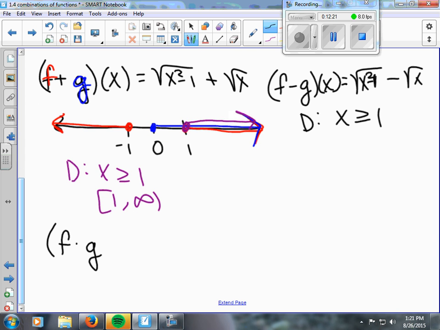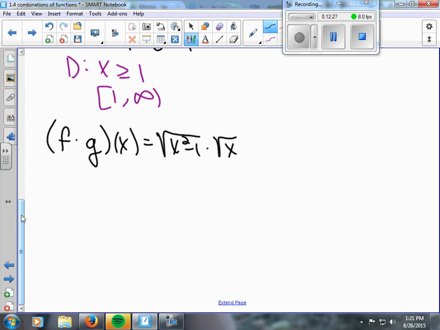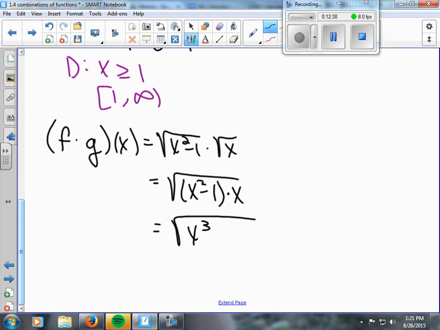F times g. When we do f times g of x, we're going to multiply square root of x squared minus 1 times square root of x. Now this will simplify. You can just use one square root as long as that's a times. And then you can distribute the x. Most of us don't feel like distributing backwards, but that's how it distributes. Now you don't have to worry about the domain of this. You just have to worry about combining the domain of the two originals, just like we did before. And so it's, again, that purple area of 1 to infinity.